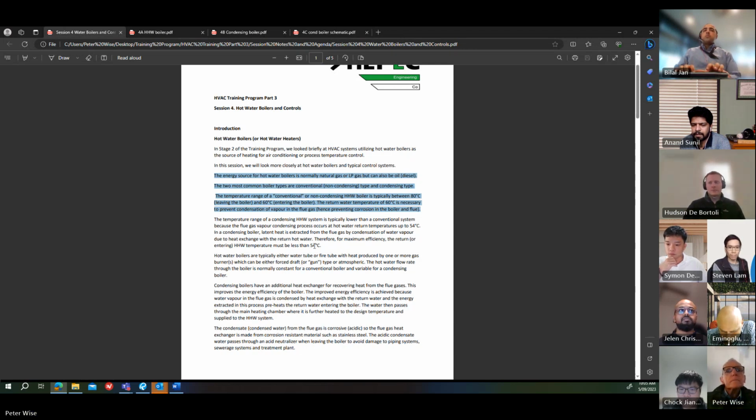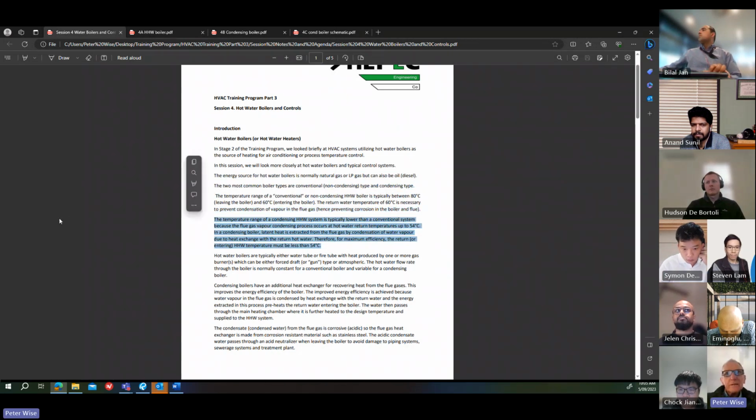The temperature range of a condensing hot water system is typically lower than a conventional system because the flue gas vapour condensing process occurs at hot water return temperatures up to 54, so less than 54 degrees, the condensation will be occurring. Above 54, the condensation stops. That's the magic temperature. So that's one to just put in your memory banks or make a note. If you're looking at condensing water boilers, below 54 degrees return temperature is necessary.